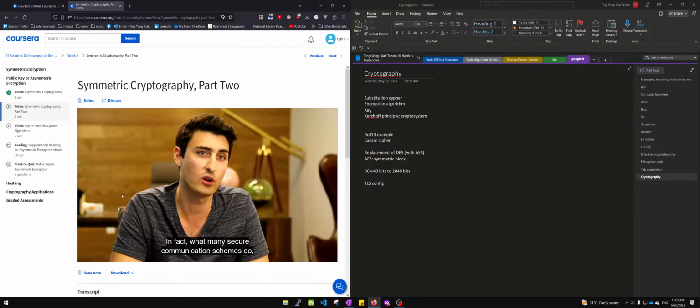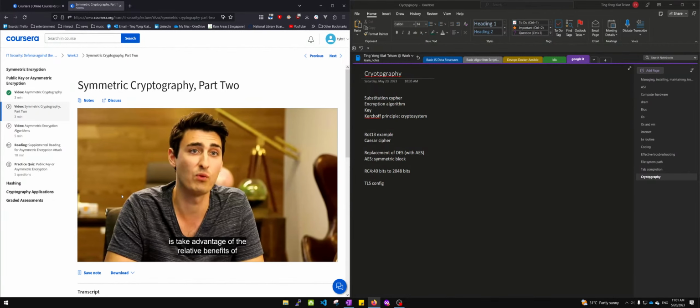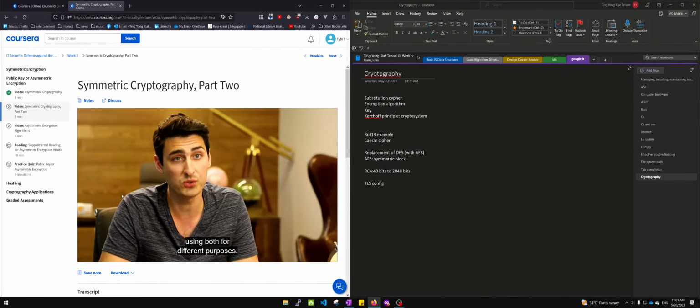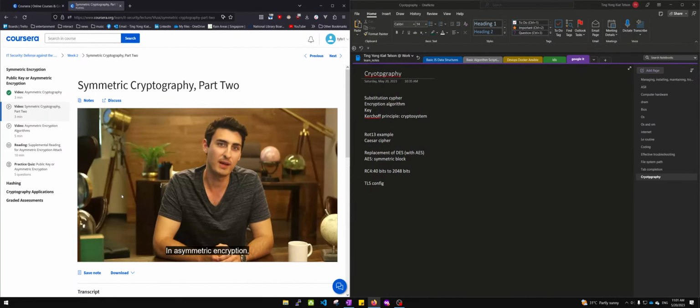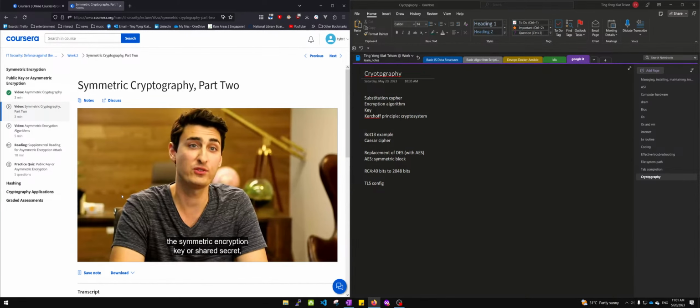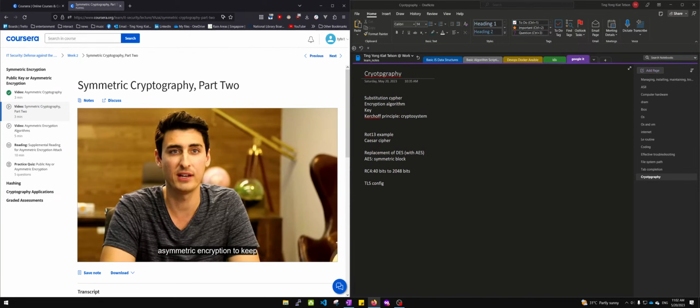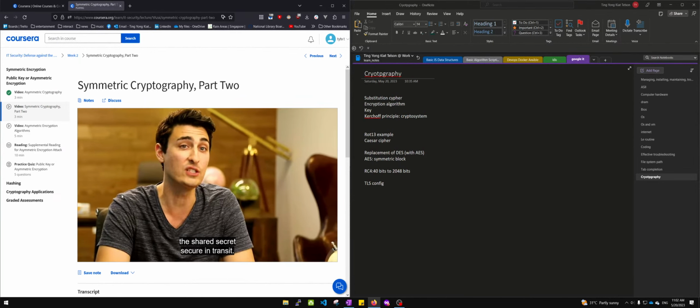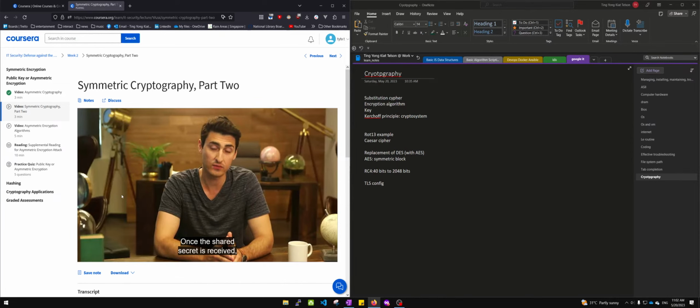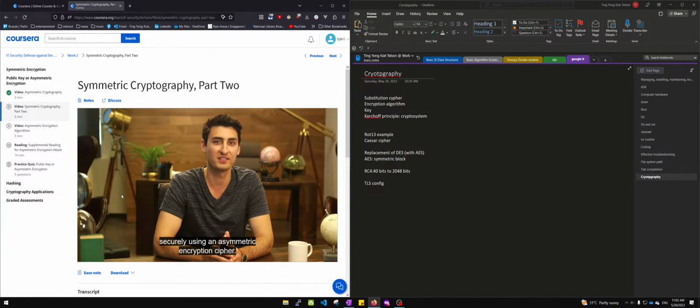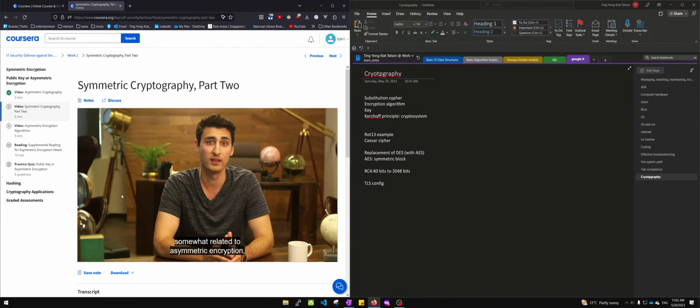In fact, what many secure communication schemes do is take advantage of the relative benefits of both encryption types by using both for different purposes. An asymmetric encryption algorithm is chosen as a key exchange mechanism or cipher. What this means is that the symmetric encryption key or shared secret is transmitted securely to the other party using asymmetric encryption to keep the shared secret secure in transit. Once the shared secret is received, data can be sent quickly and efficiently and securely using a symmetric encryption cipher. Clever, huh?